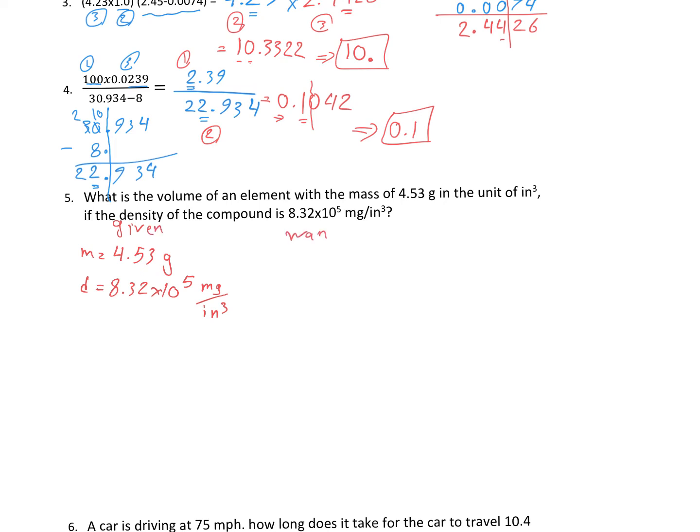What is wanted? The wanted is the volume in what unit? In cubic inches. Okay, so what do we need to convert? We have cubic inch, we have gram and milligram, so we have to convert gram to milligram. What do we know about this conversion? We know that 1 milligram is 10 to negative 3 gram, okay?